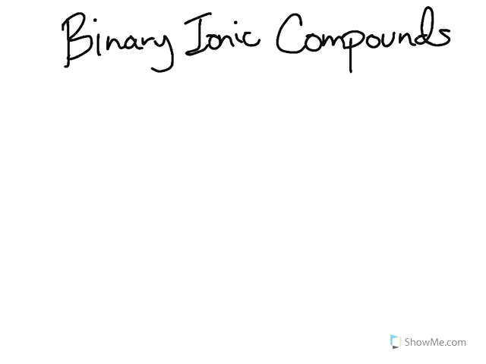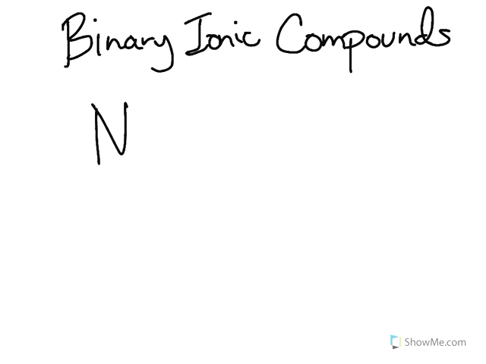Today we're going to take a look at naming binary ionic compounds. Now, just a quick definition. If it's an ionic compound, it's obviously put together by atoms with charges, or ions. And a binary ionic compound is an ionic compound that has only two different kinds of elements present in the chemical formula. So let me give you an example.